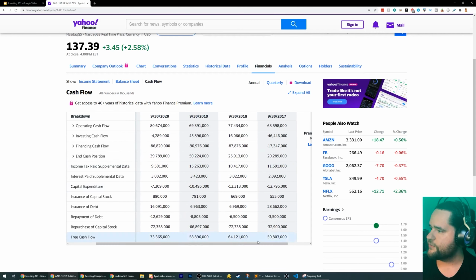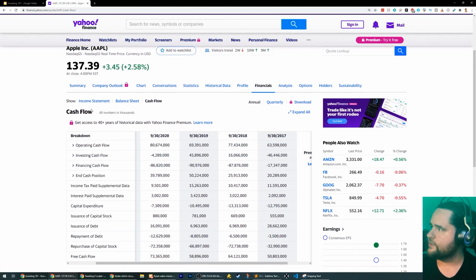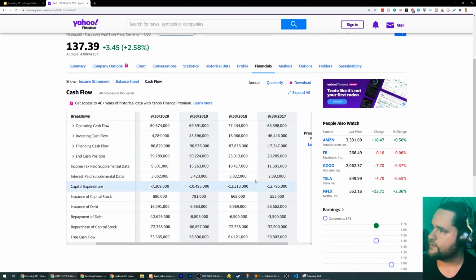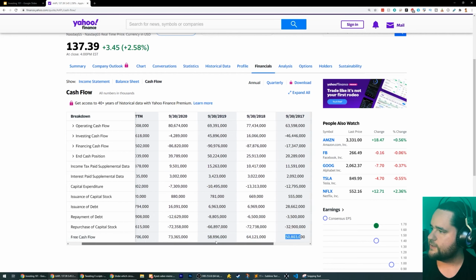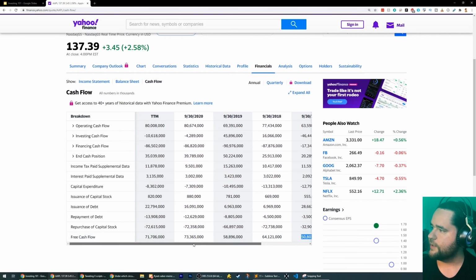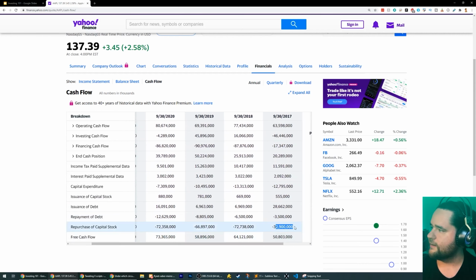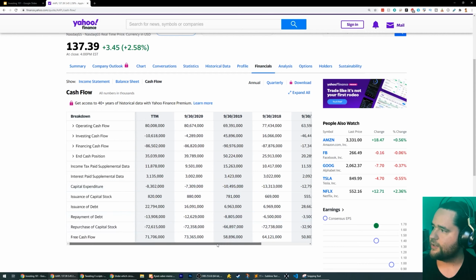If you look at their free cash flow, 50 billion. Yeah, these are in thousands. So all numbers are in thousands. So free cash flow, 50 billion, 64 billion, 58 billion, 73 billion. So yeah, they have a healthy amount of cash flow. They're doing quite a bit of stock buybacks here. Capital expenditures are actually going down, which is a good thing.